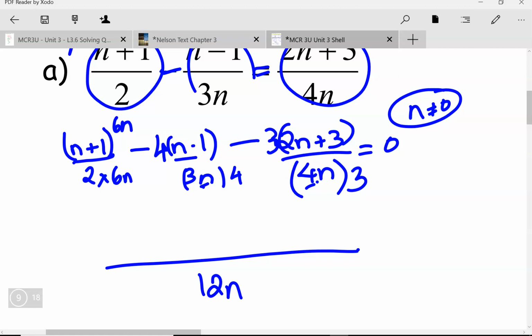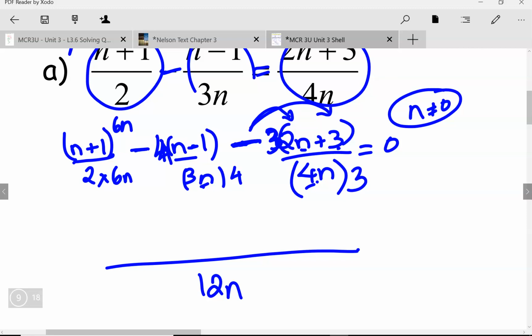I can take care of 2 birds with 1 stone. I'm going to multiply both n minus 1 and 2n plus 3 by -4 and -3 respectively. So I'm multiplying to get a common denominator, and I'm distributing the minus sign into the bracket, which is a very important step. You can't forget that. So let's do the math here.